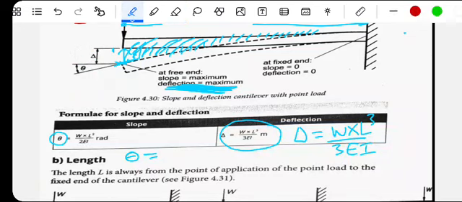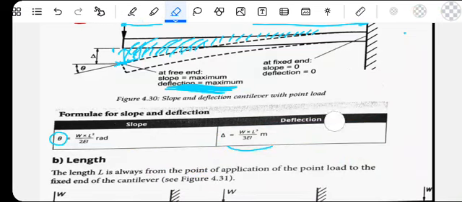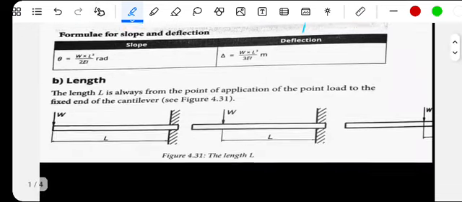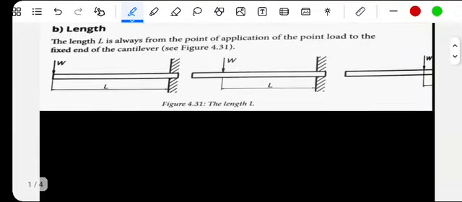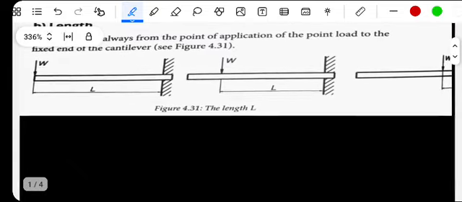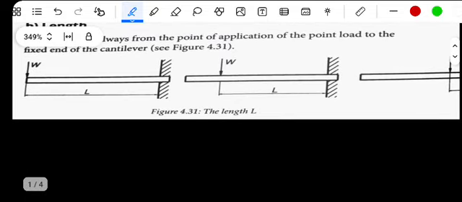The angle will be given by the point load, or the weight, multiplied by length squared, divided by 2 E I. Check the note. All right, so this is what you have there. This is the deflection formula. So you might encounter situations where the length changes.